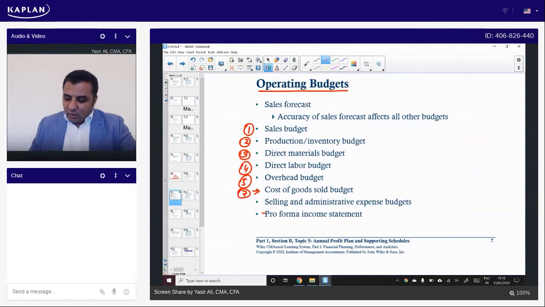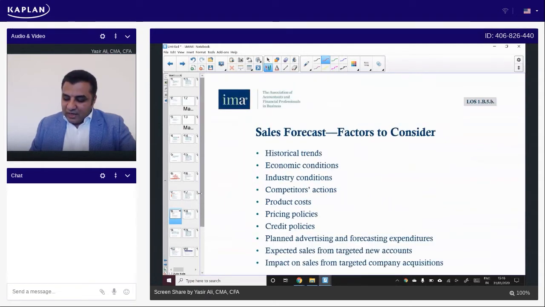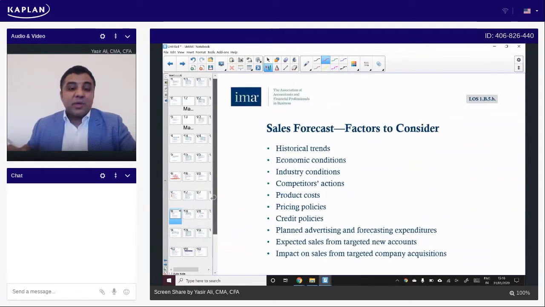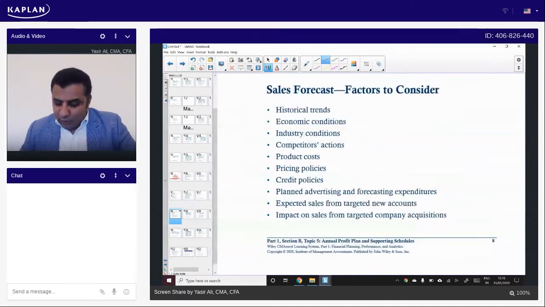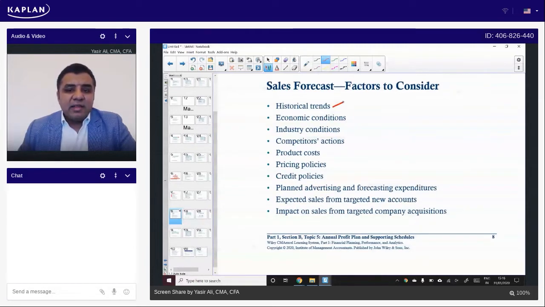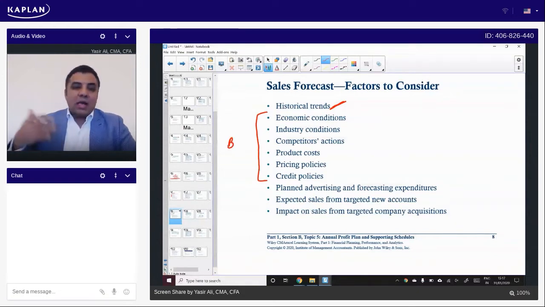So that's why we are looking at what factors influence the sales budget, right? And there are certain common pointers. Most probably you'll be looking at your historical trend, how sales have been over a period of time in the past. And all these factors which are listed: industry conditions, competitor action, pricing policies, credit policies. This we have seen in section B, topic 1. This was the strategic analysis, right?